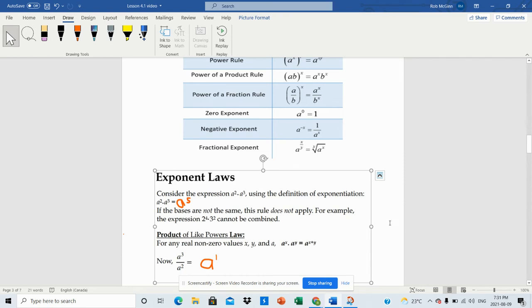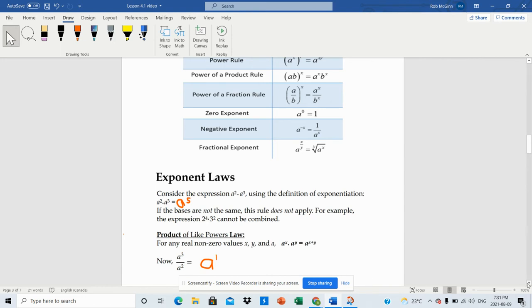Now, really important here, if the base is not the same, this rule does not apply. We cannot use this rule if the bases are not the same. So, for example, the expression 2 to the fourth times 3 squared cannot be combined. 2 and 3, which are bases, are not the same, so we can't combine them.